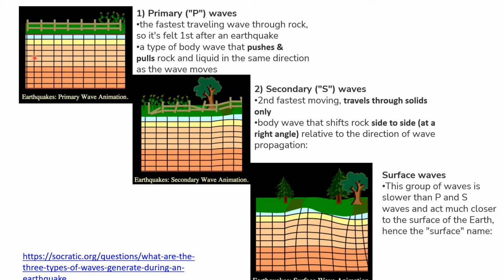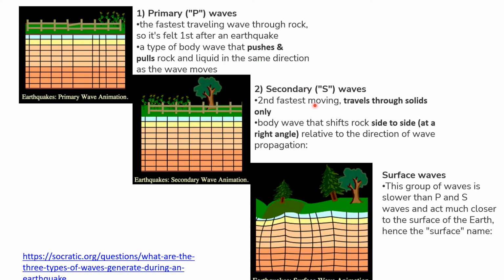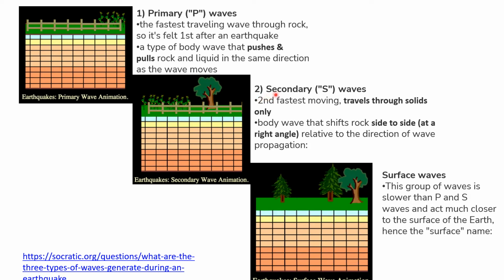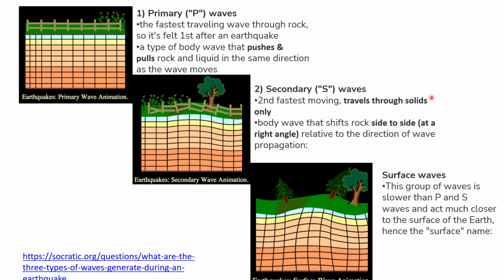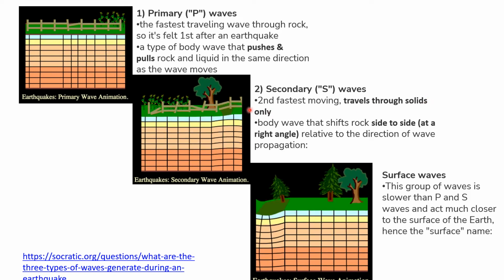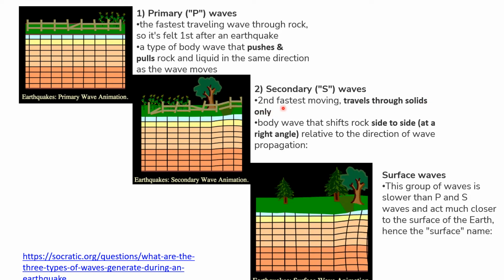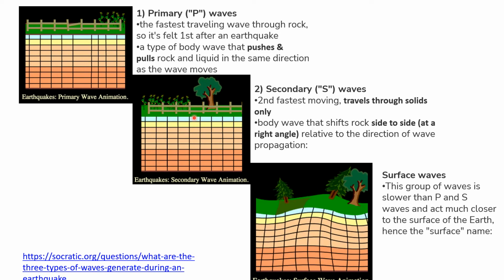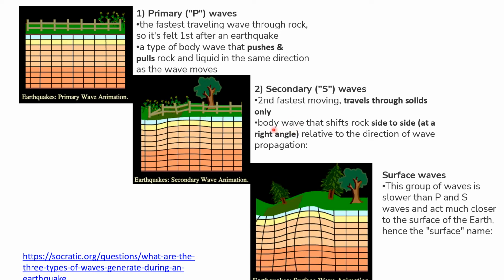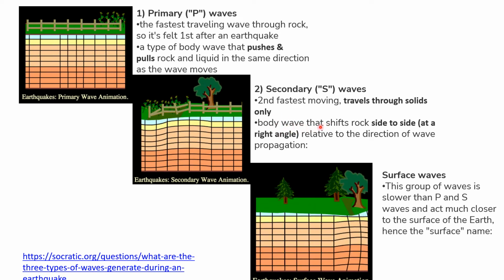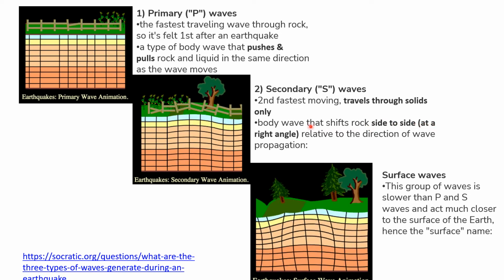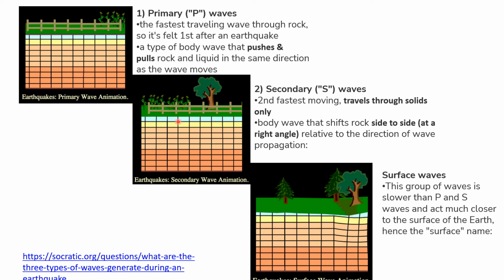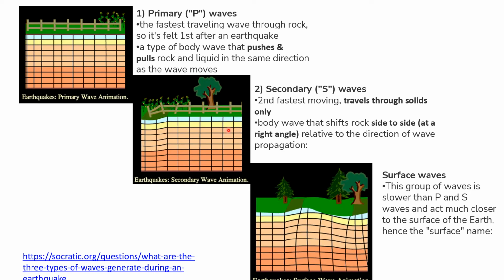All right, so after the P waves, there are secondary waves, or S waves. This is the second fastest moving. It travels through solids only, so solid only, no liquid. S waves only travel through solids. It is a body wave that shifts rock side to side at a right angle. So this is an illustration of the S wave.